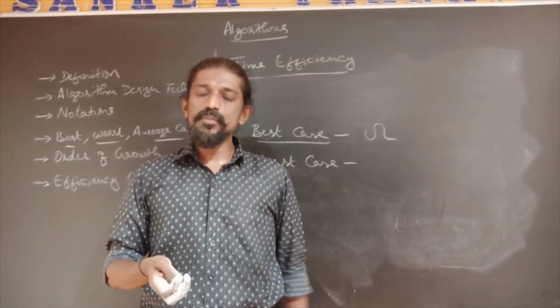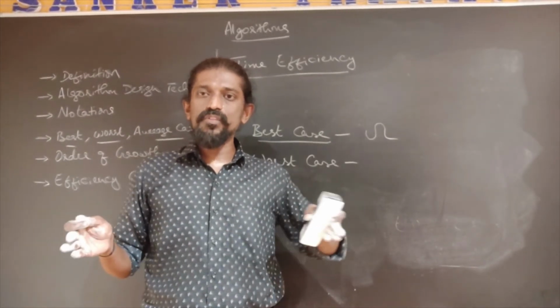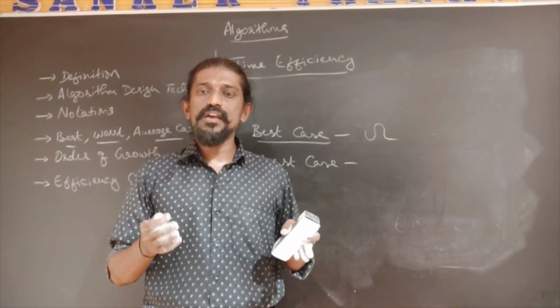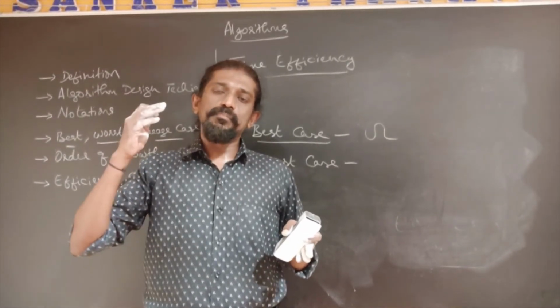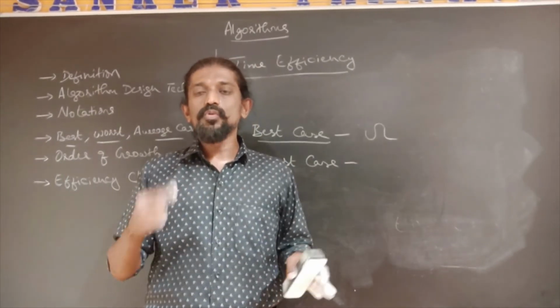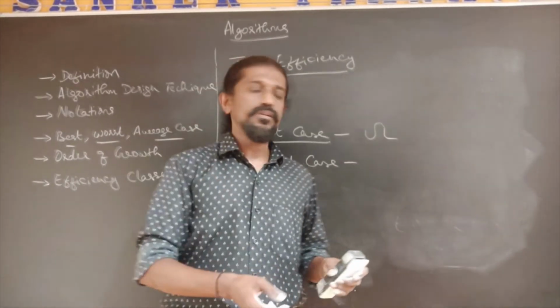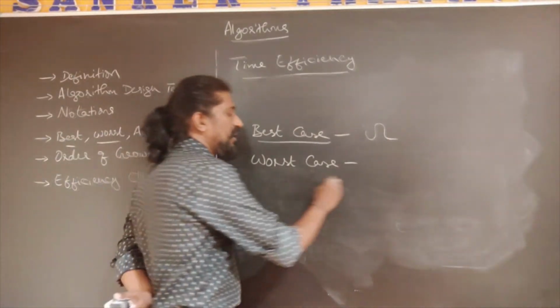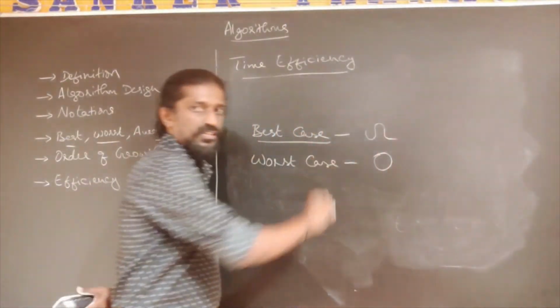So worst case can be told as the longest time that the algorithm will take to give the output for a problem of size n, or the maximum time more than which the algorithm will not require to give output for this particular problem. It is analogous with the O notation.